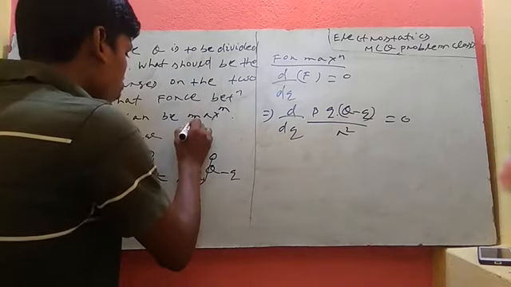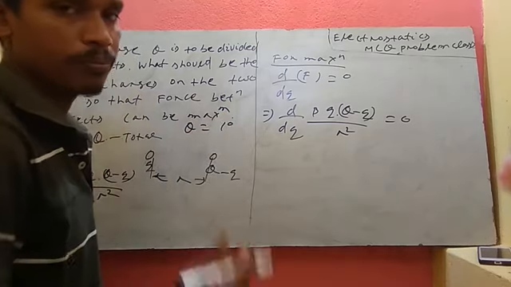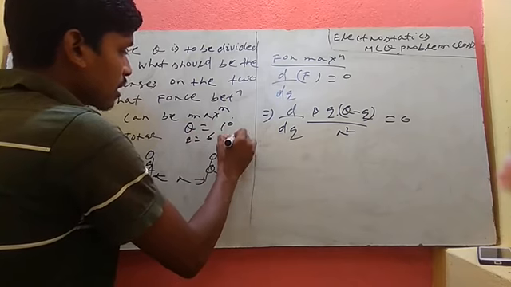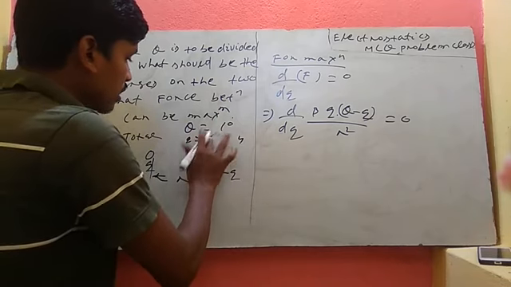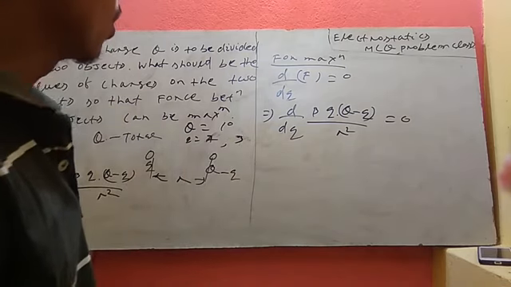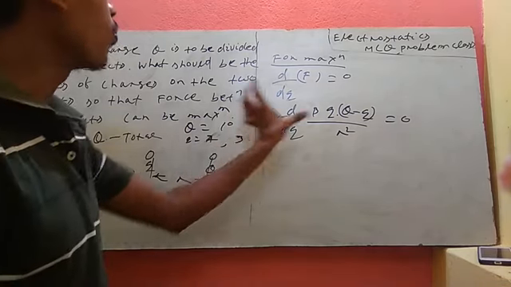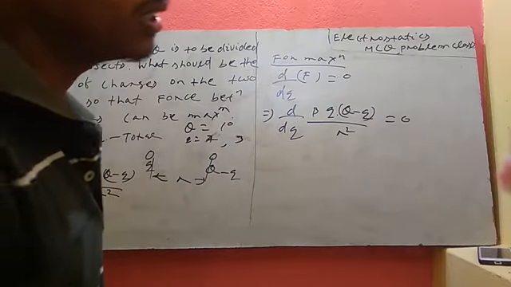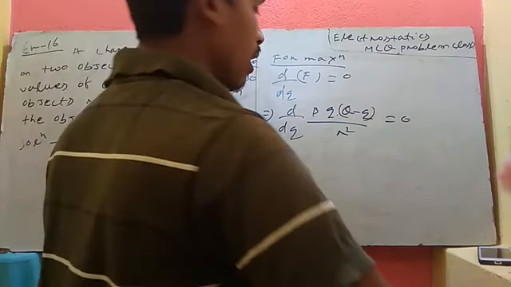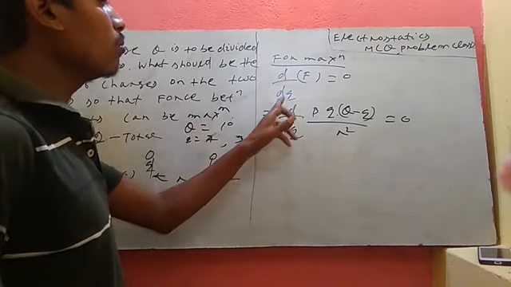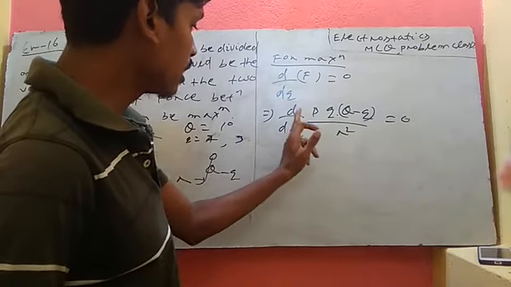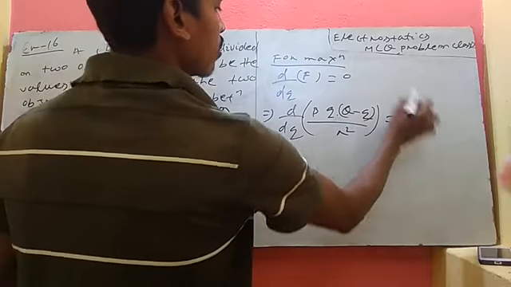Total charge, suppose total charge is 10. Suppose small q is 6, another charge is 4. Suppose this charge is 7, another charge is 3. So this charge is variable. But what is the value of the two charges so that the force between the two objects must be maximum? So that's why we take the variable q, d by dq of F is equal to 0.